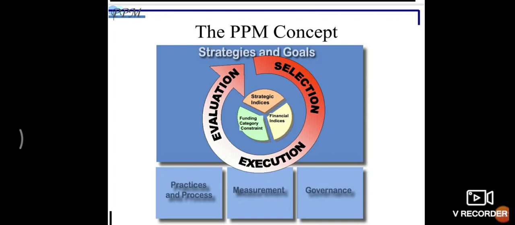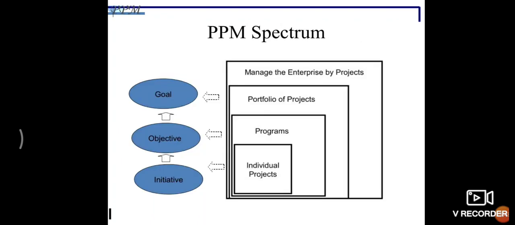The main difficulty in understanding software project management is this only. So here is a diagram of portfolio management, which gives evaluation, selection and execution, and it shows the practices and the process measurement and the governance over the software project analysis. The PPM spectrum and model, I don't remember who invented this, but here we first set the goal and then the objective and then initiate the project.